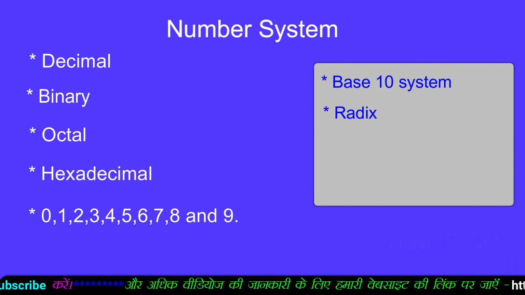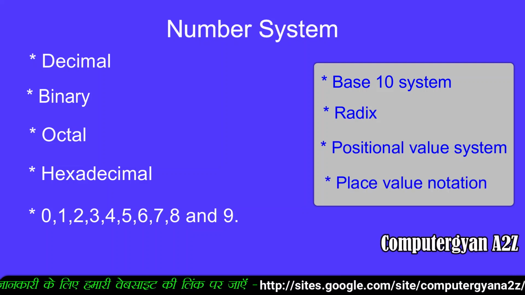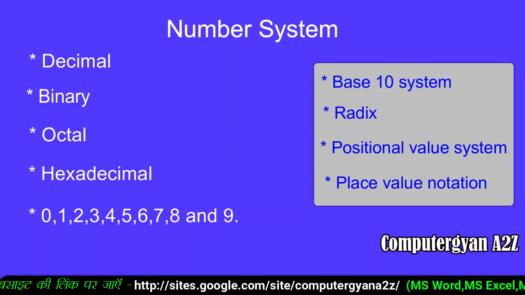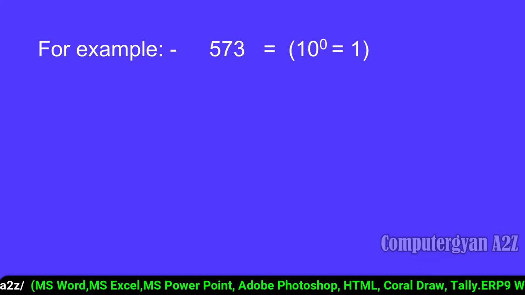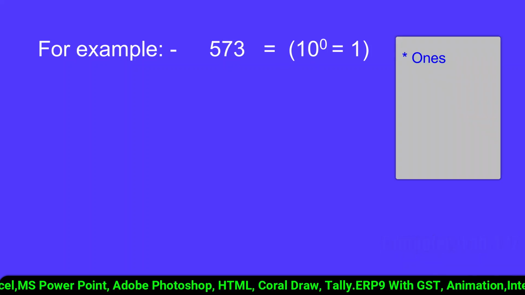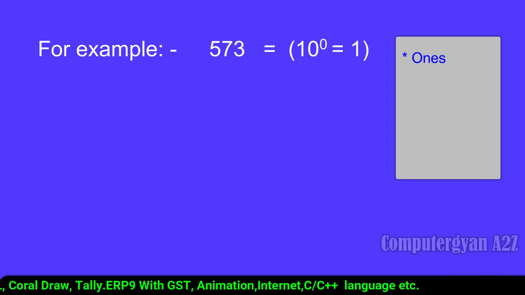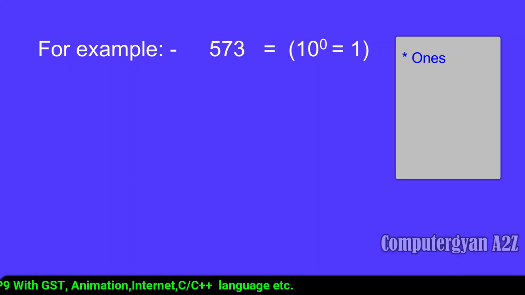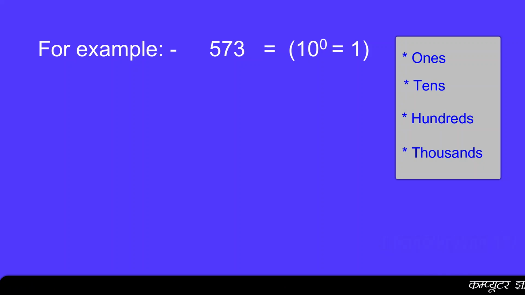The decimal system is a positional value system, also called the place value notation, in which the value of a digit depends on its position. Dear student, for example, consider the whole number 573. The rightmost digit position is the ones position. The numeral in that position indicates how many ones are present in the number. The next position to the left is the tens, then the hundreds, the thousands and so on. Each digit position has a weight that is 10 times the weight of the position to its right.